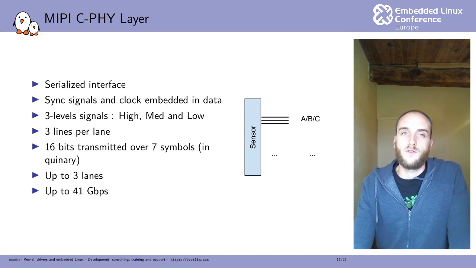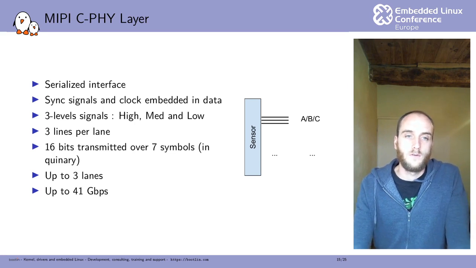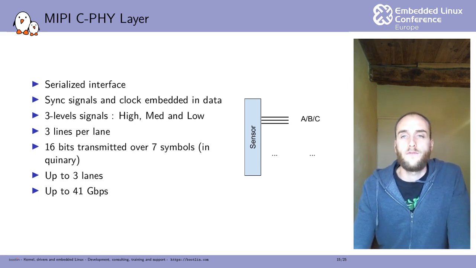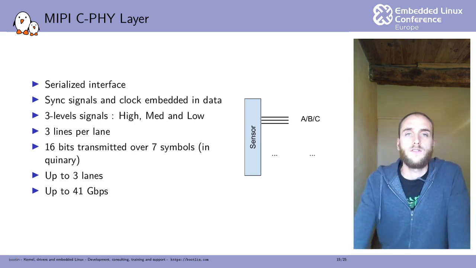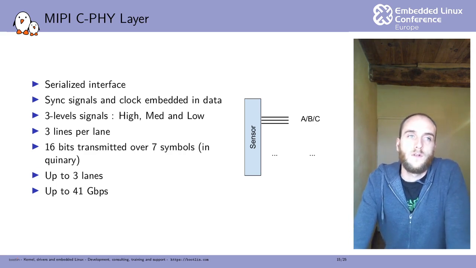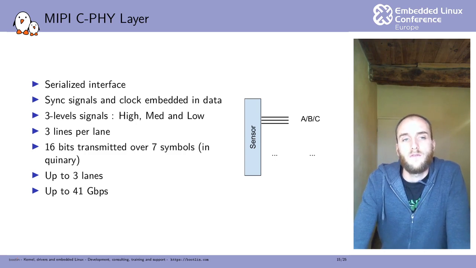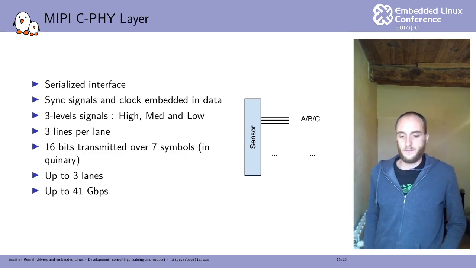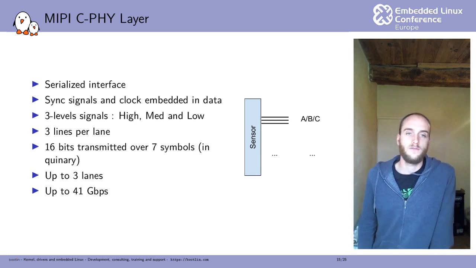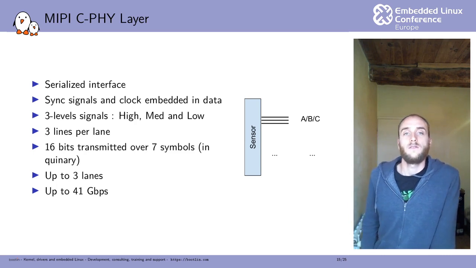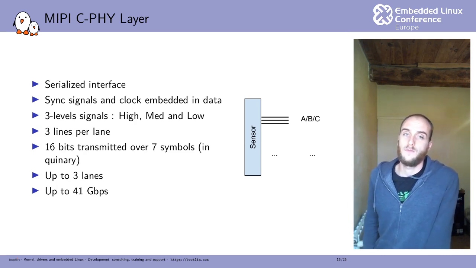However, instead of using a differential pair, we are using a trio of wires. So the data is conveyed on 3 wires working all together. And instead of using just binary to transmit the data, so with high and low signals, on each line you are going to have 3-level signals. You have high, medium and low electrical voltages. And you have some constraints. For example, 2 lines cannot have the same level at a given time. So if one line is high, the next one must be medium and the third one must be low.